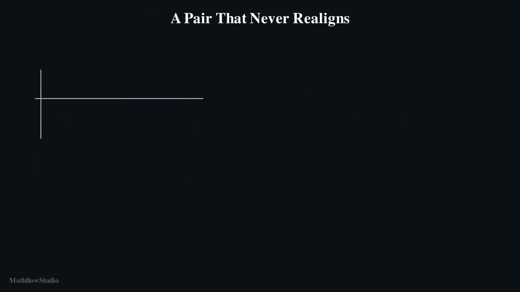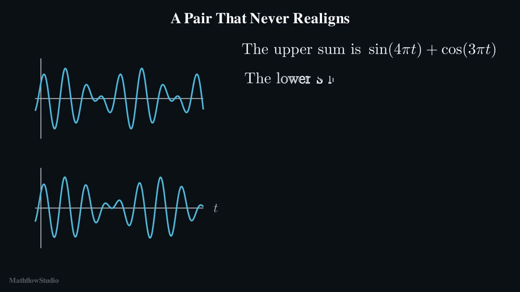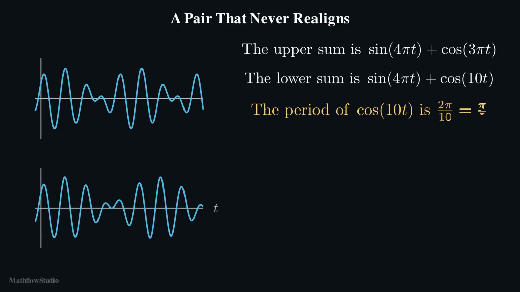The upper panel carries a sum of 2 waves whose periods are 1/2 and 2/3. The lower panel keeps the first wave and changes one number in the second. The second wave of the lower panel advances at 10 radians each second, and dividing 1 full turn by 10 leaves the circle constant in the period.